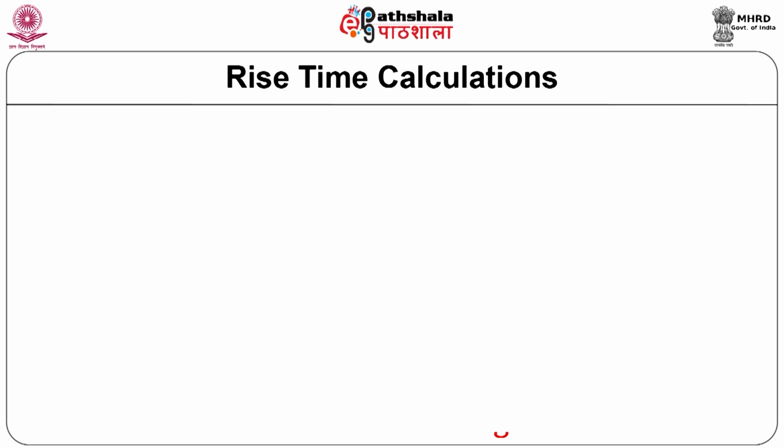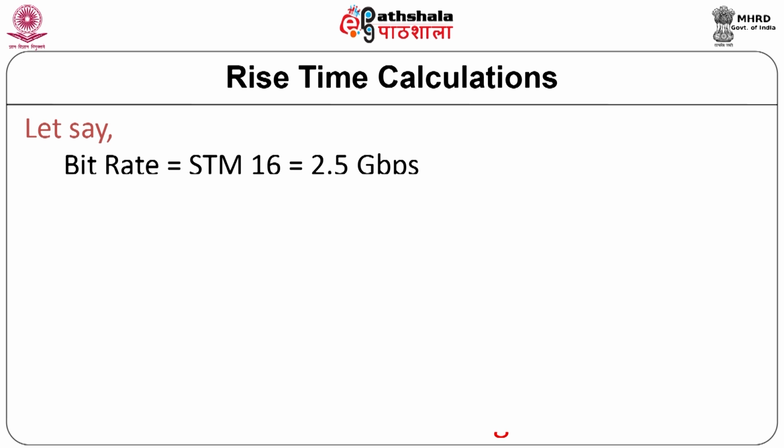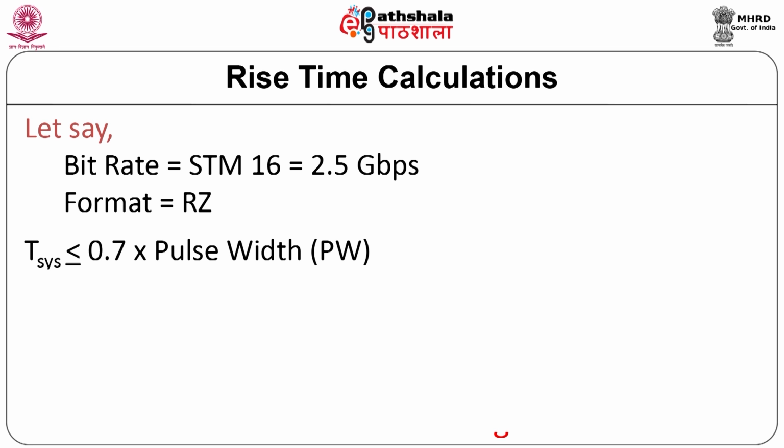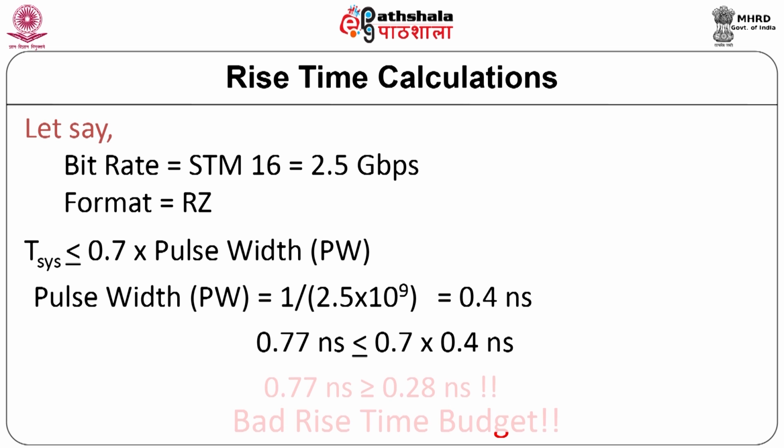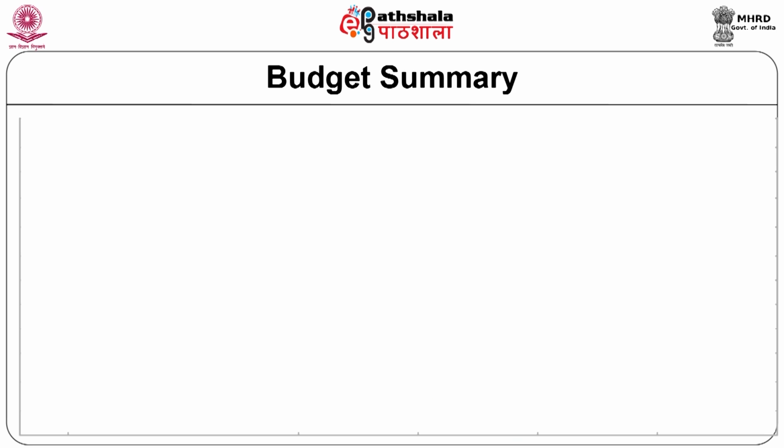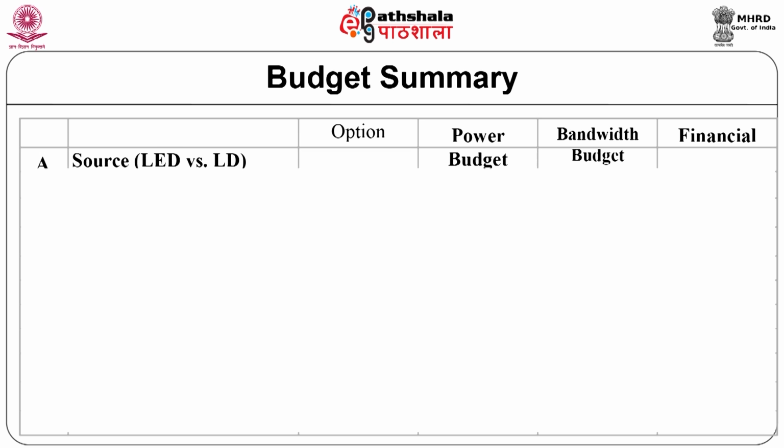But if we consider bit rate as STM16, that is 2.5 Gbps, then T system less than or equal to 0.7 into pulse width. Pulse width is 1 upon 2.5 into 10 raised to 9, that is 0.4 nanosecond, and 0.77 nanosecond is greater than 0.28 nanosecond. So it is a bad rise time budget. So budget summary: source LED versus laser diode.